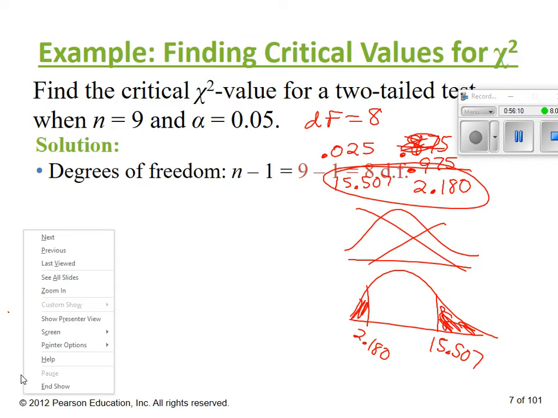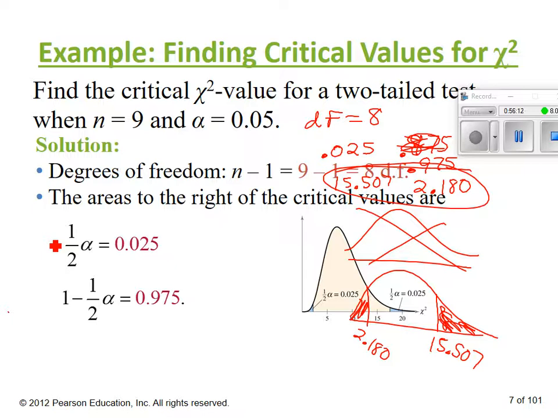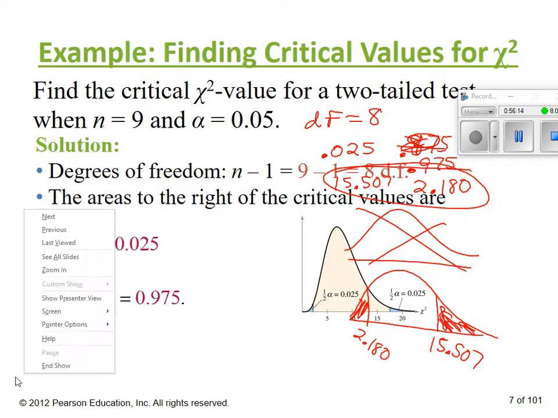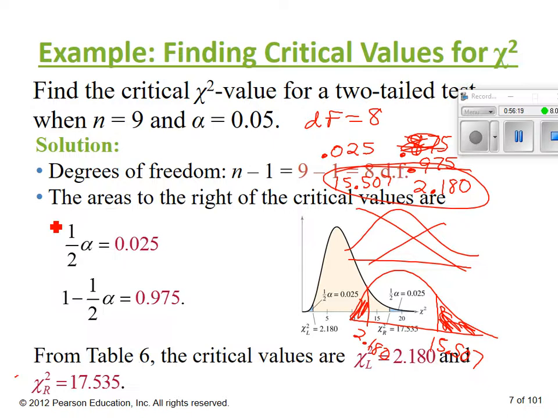We did that, got our DF, figured out the two sides, and our two values are 2.180 and, I think it's 17. I got something different, didn't I? I got 15. Did I look at it wrong? 0.025. Yeah, I did. 17.535. I looked at the one right next to it. So this should be 17 on that side. I just looked at the chart wrong.